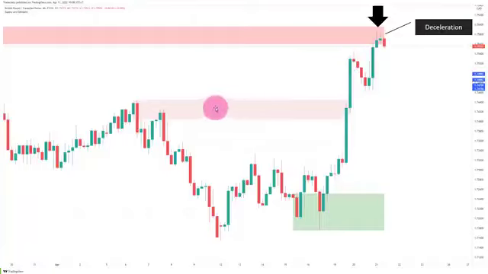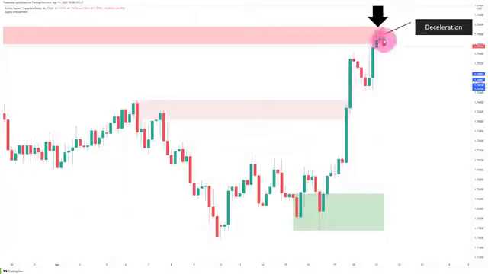So we don't just trade supply and demand zones blindly, which is very important for any topic and any concept, whether you use support and resistance or look at the previous highs and lows. You never trade them blindly. You always want to wait for some other type of confirmation or signal around it.